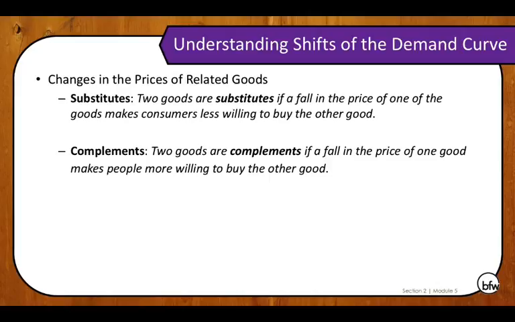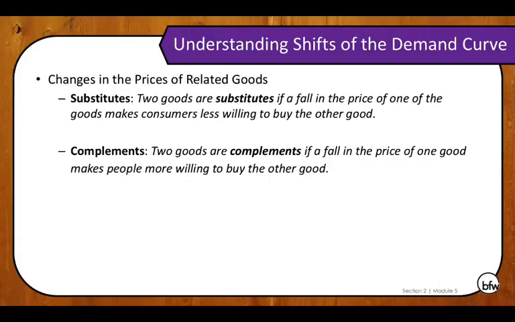Complementary goods are goods that are used together, like tennis balls and tennis rackets. When goods are complementary, there is an inverse relationship between the price of one and the demand for the other. So if the price of tennis rackets rises, demand for tennis balls will shift to the left. It will fall. Why? Because if the price of tennis rackets rises, then the quantity demanded of tennis rackets will go down, and the demand for tennis balls will also go down.